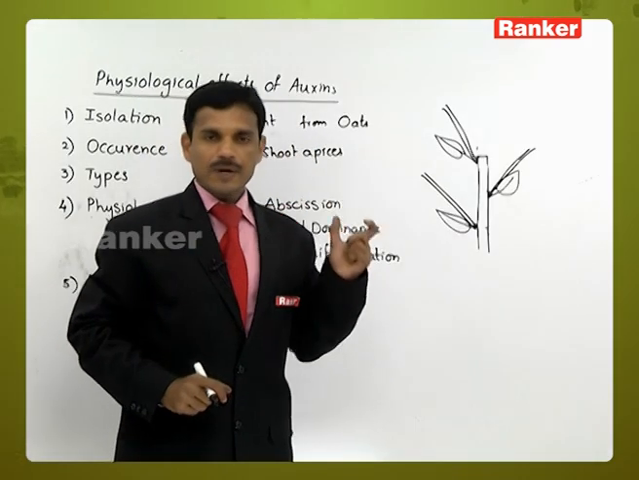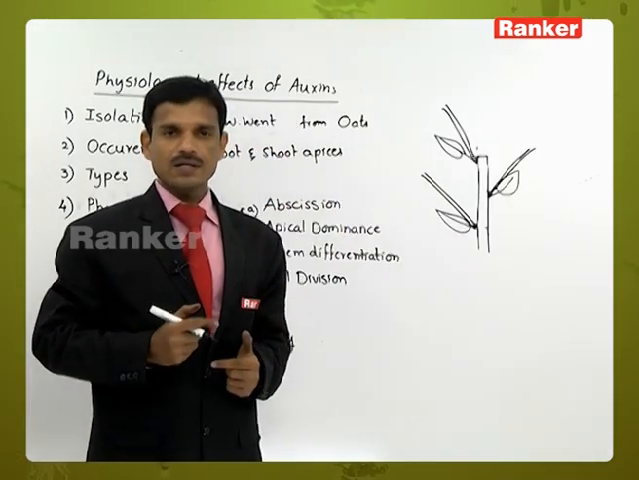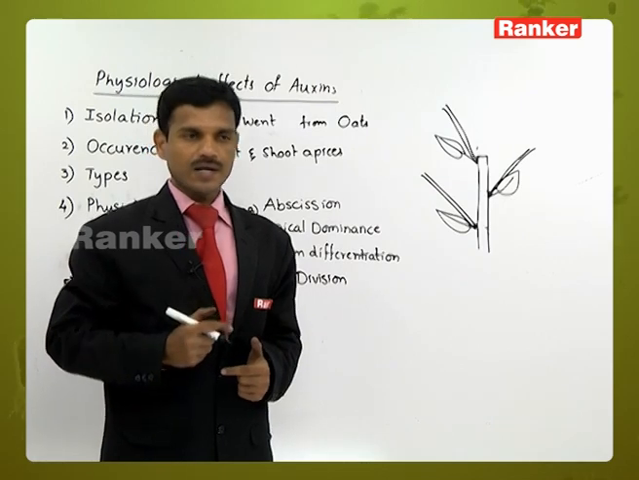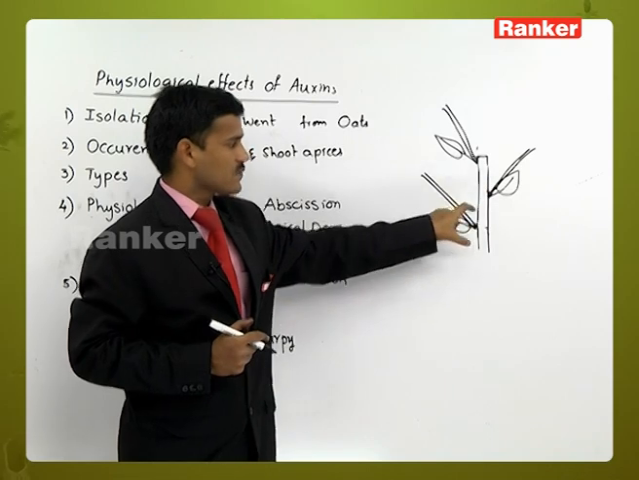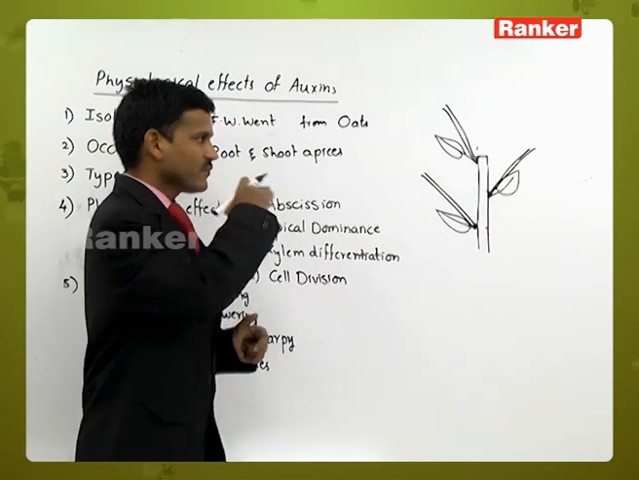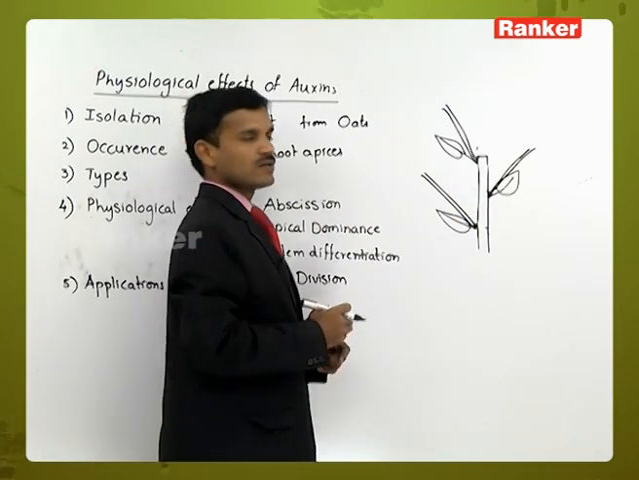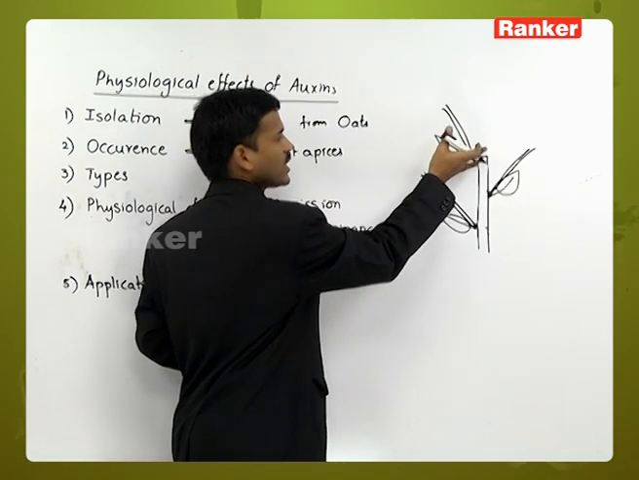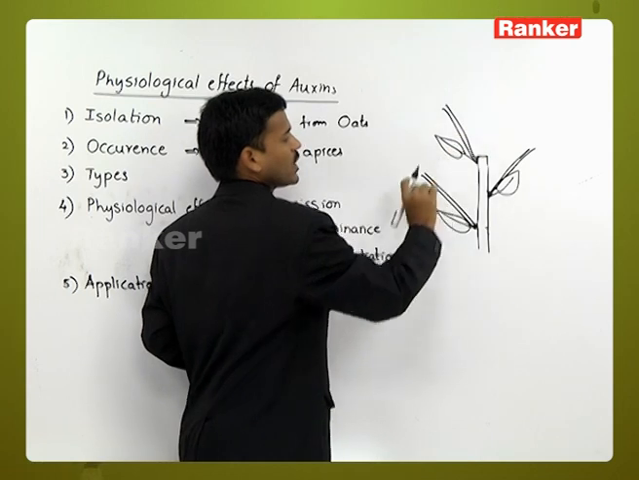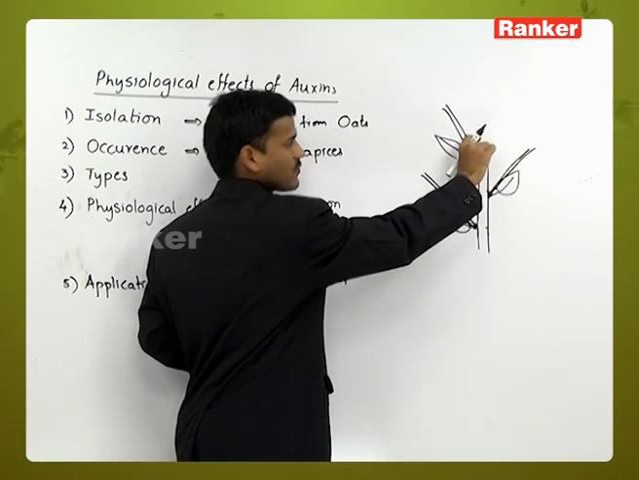So when the apical bud is present, it is synthesizing the auxins and translocating the auxins to the lateral buds. In the high concentration of auxins, they cannot develop. But if we remove the apical bud, that is decapitation, or the apical portion is removed, there is no synthesis of auxins.